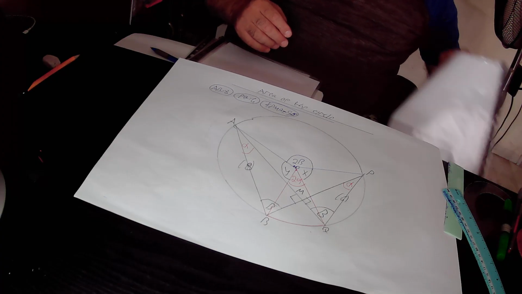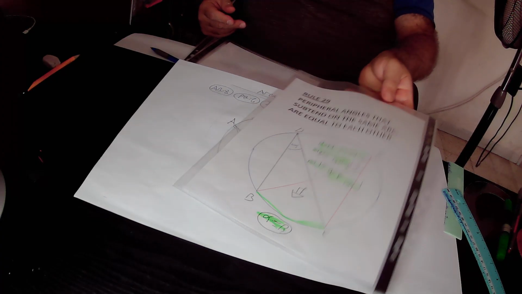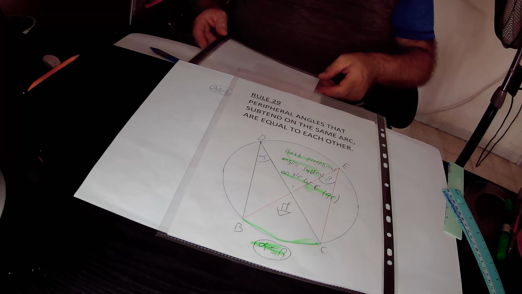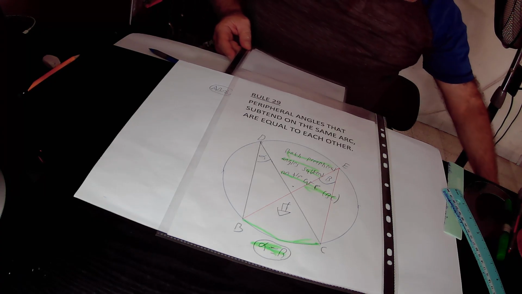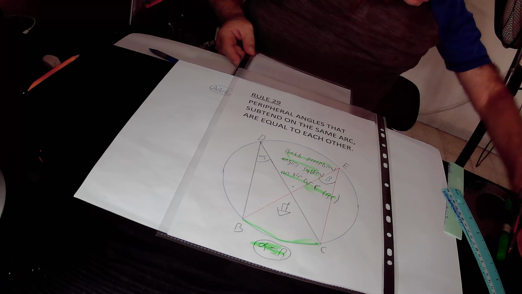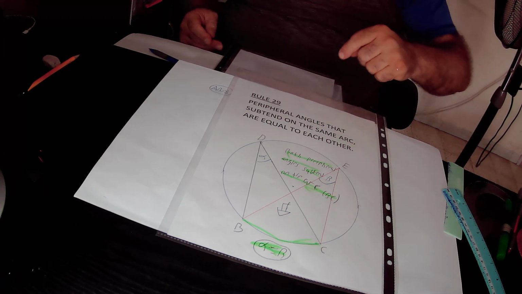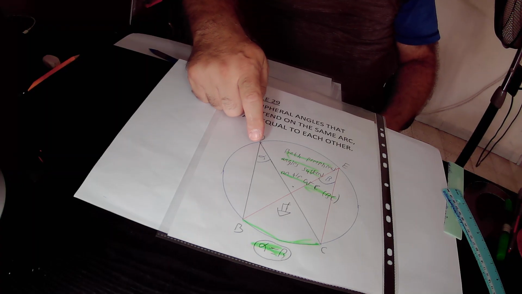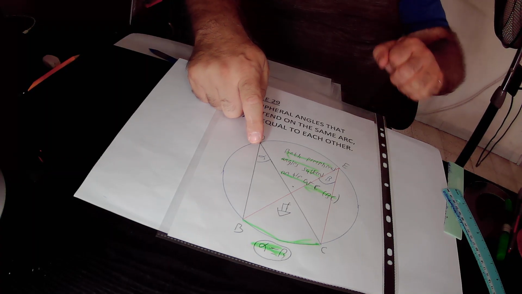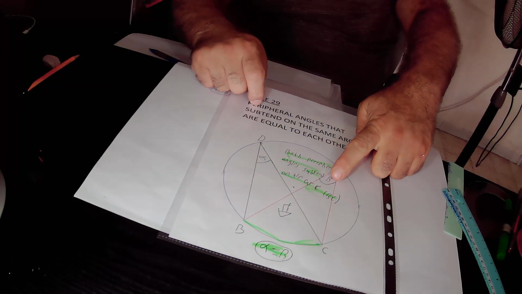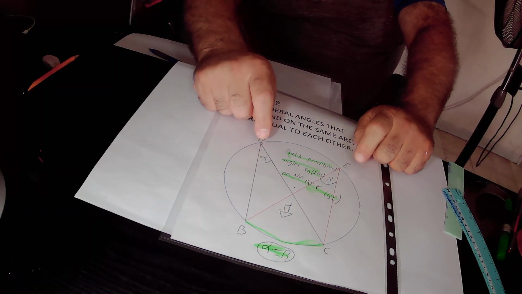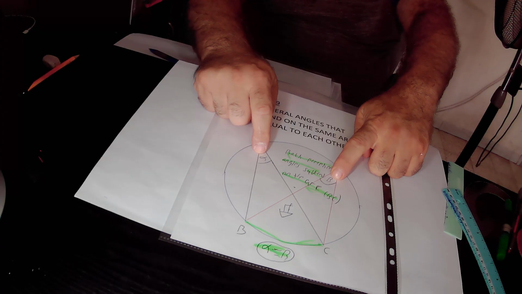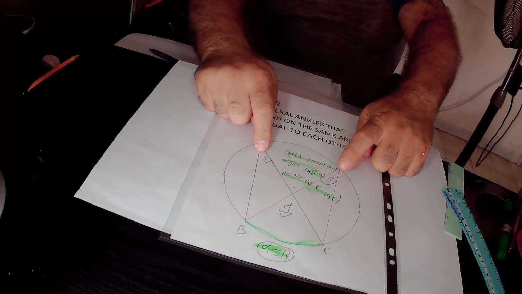According to rule 25, peripheral angles that subtend on the same arc are equal to each other. So in the drawing we have a circle. This is peripheral angle BDC that subtends on arc BC. This is peripheral angle BEC that subtends on the same arc BC. And therefore, because those two peripheral angles subtend on the same arc, they must be equal to each other in their sizes. This is to say alpha equals beta.